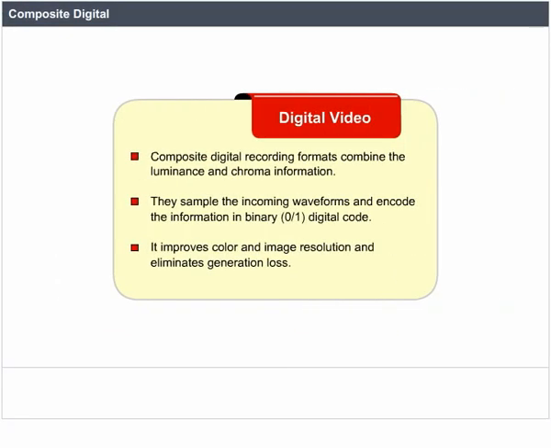Composite digital. Composite digital recording formats combine the luminance and chroma information. They sample the incoming waveforms and encode the information in binary 0-1 digital code. It improves color and image resolution and eliminates generation loss.